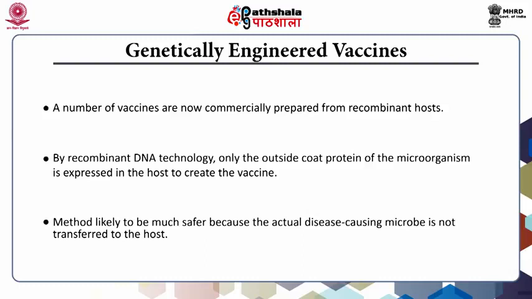The expressed protein can then be purified from the recombinant host and used for inoculation. This method has the advantage of safe delivery of antigen without transferring the actual disease-causing microbe to the host. Currently, recombinant vaccines for the hepatitis B virus, herpes type 2 virus and malaria are under trial for use in the future.